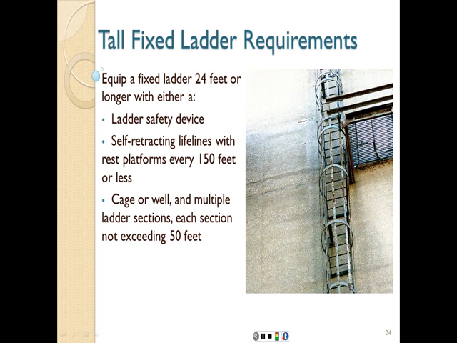Sometimes we might have fixed ladders, especially for maintenance and temporary use and things like that. Equip a fixed ladder 24 feet or longer with either a ladder safety device to prevent falling, or self-retracting lifelines with rest platforms every 150 feet or less, or a cage or well, like this one here, we have a cage, and multiple ladder sections, each section not exceeding 50 feet. So these are 3 means of protection from falling using fixed ladders, if they are 24 feet or longer.